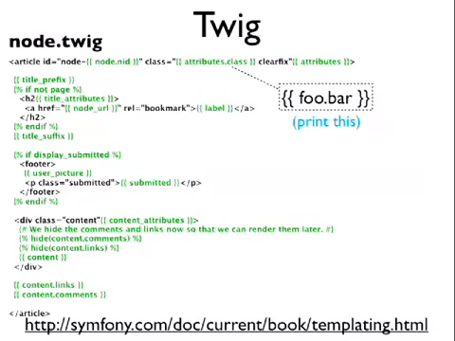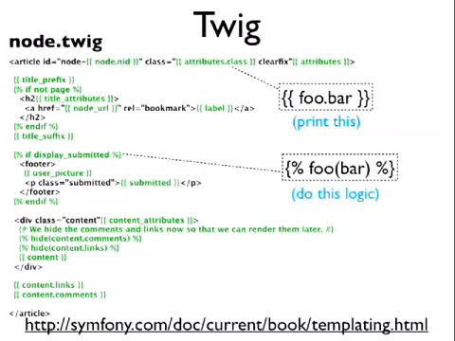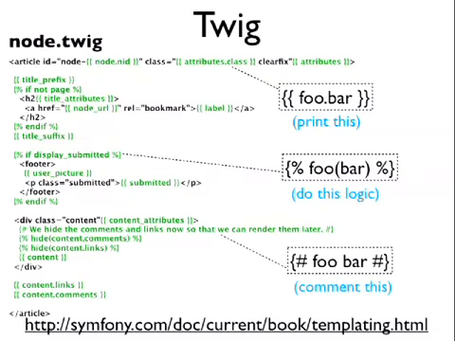So there's basically three things. If you put things in double brackets, like foo.bar, that means print it. If you use little percent signs, that means it's PHP-ish stuff. So do this logic. And then finally, if you put little hashtags around it, it's comments. And then pretty much you can look through any of these.